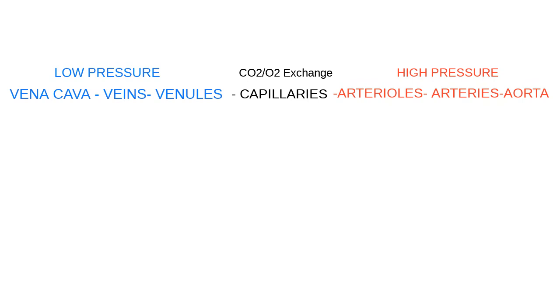So veins carry blood towards the heart. And the blood that the veins carry primarily is deoxygenated blood. So the veins primarily transport deoxygenated blood with the exception of the pulmonary veins.